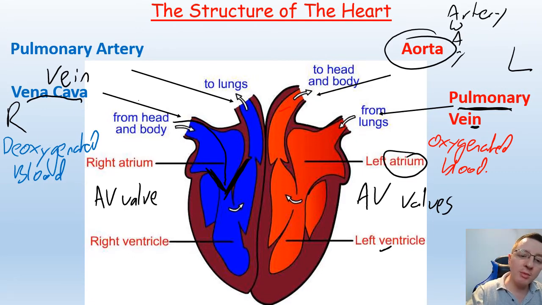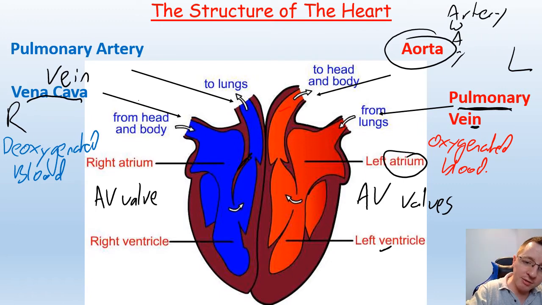The right atrium is separated by the AV valve from this chamber of the heart down here, which is the right ventricle. And again, we can remind ourselves that that's a ventricle because we can draw the letter V at the base of the ventricle. As the blood flows through the ventricle, it has to make a turn to go up and out.